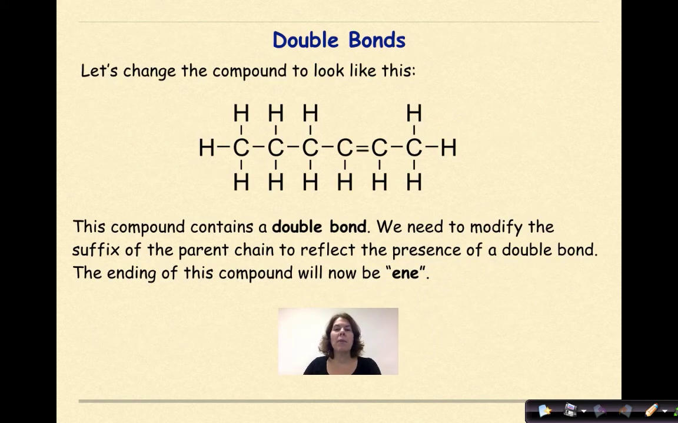Now let's change the compound to look like this. The compound contains a double bond, and where is that double bond? It is right here. We need to modify the suffix of the parent chain to reflect the presence of the double bond. The ending of this compound will now be ENE.